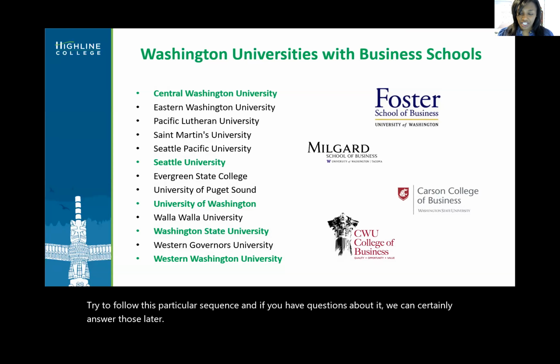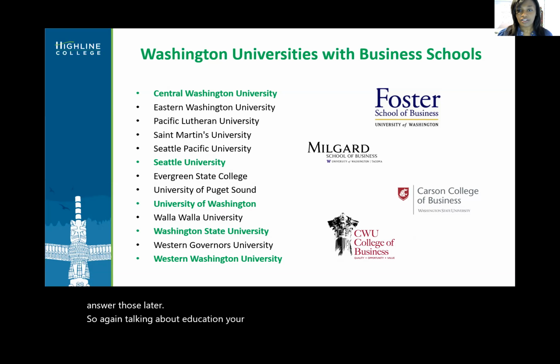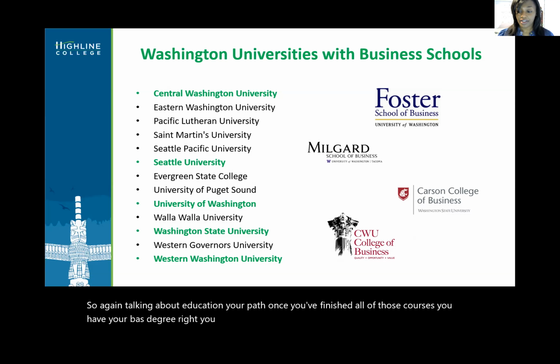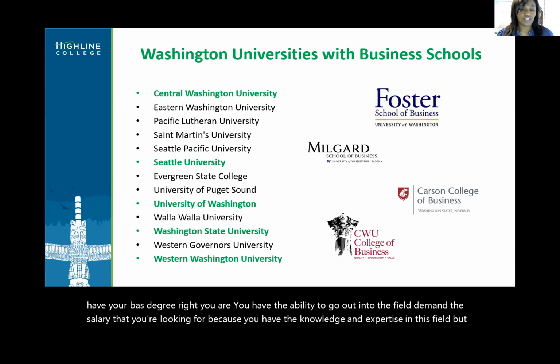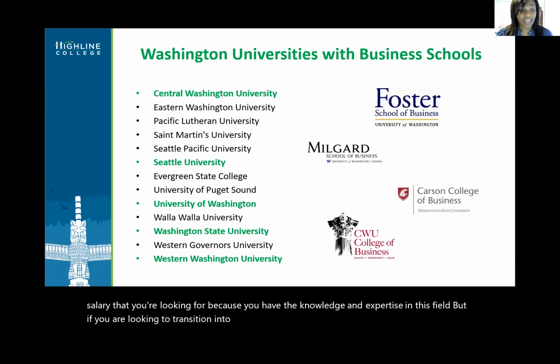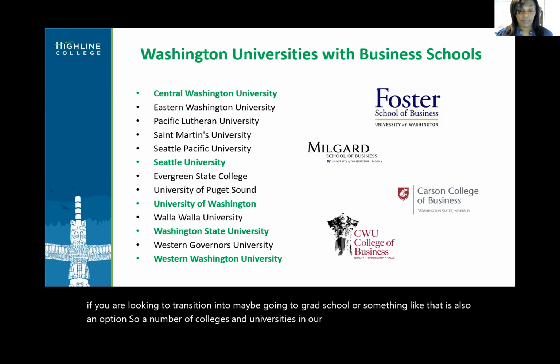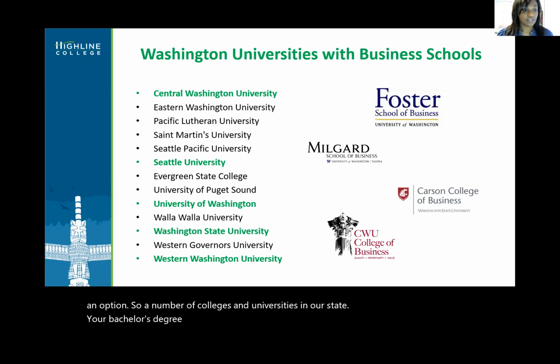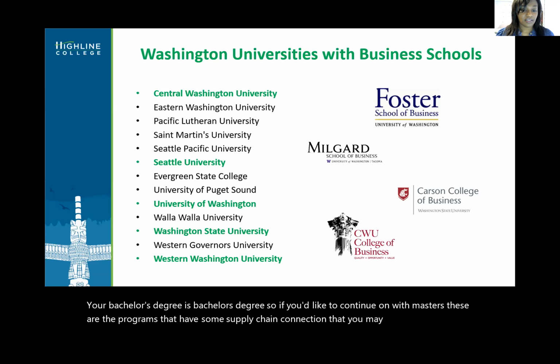So again, talking about education and your path, once you've finished all of those courses, you have your BAS degree. You have the ability to go out into the field and demand the salary that you're looking for because you have the knowledge and expertise in this field. But if you are looking to transition into grad school, that is also an option. For a number of colleges and universities in our state, your bachelor's degree is a bachelor's degree. So if you'd like to continue on with a master's, these are the programs that have some supply chain connection that you may want to continue in further in the field in terms of education.